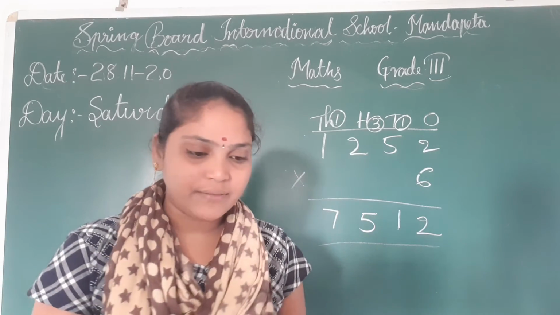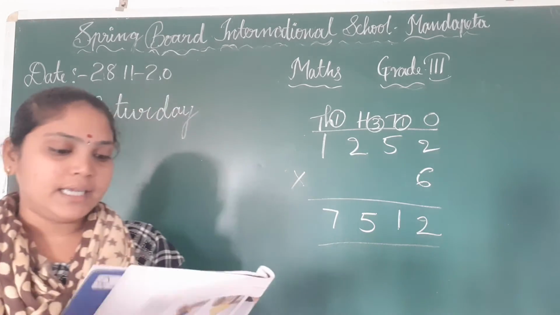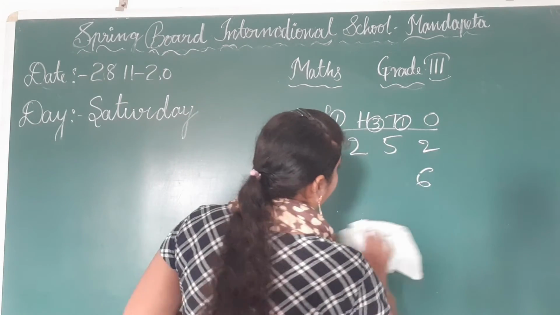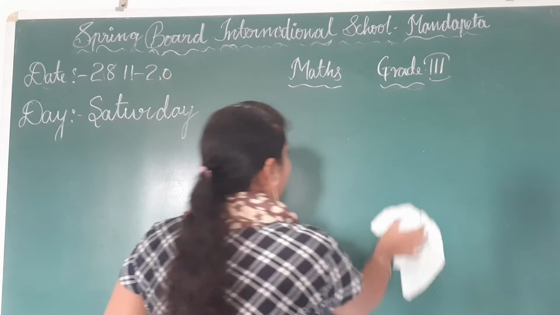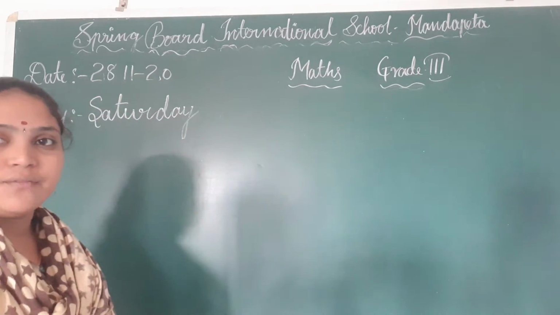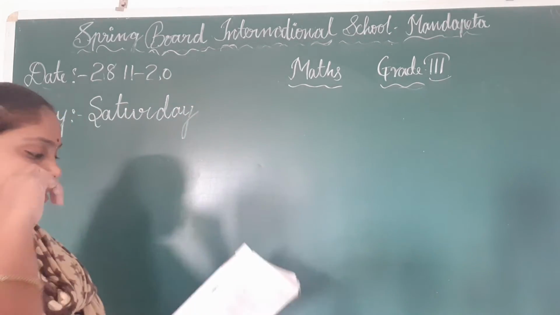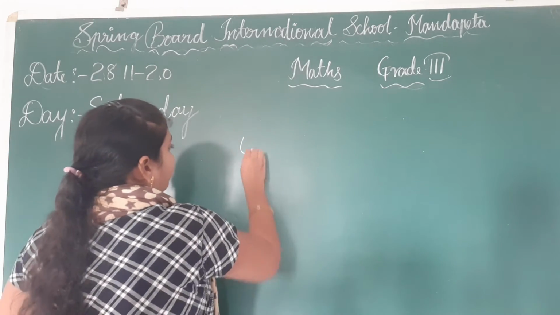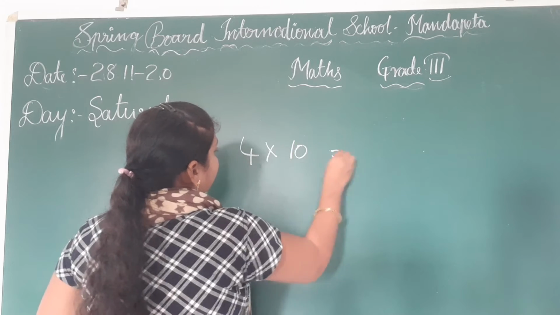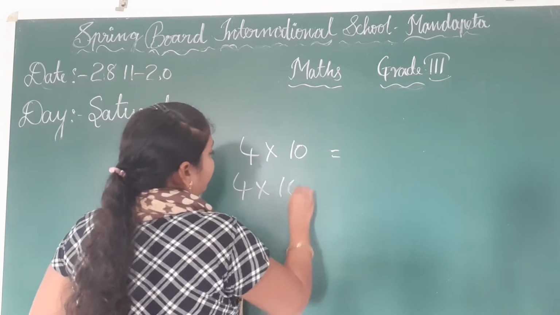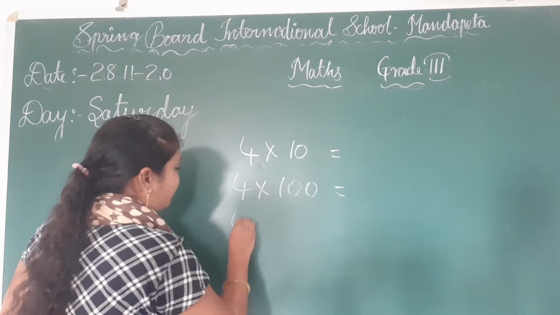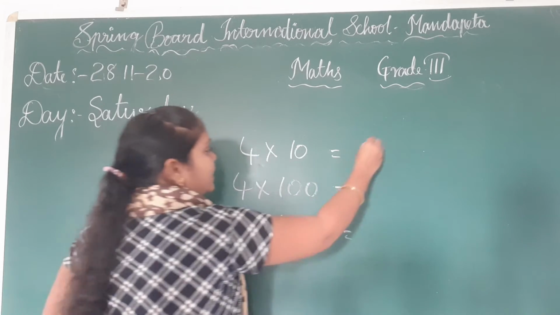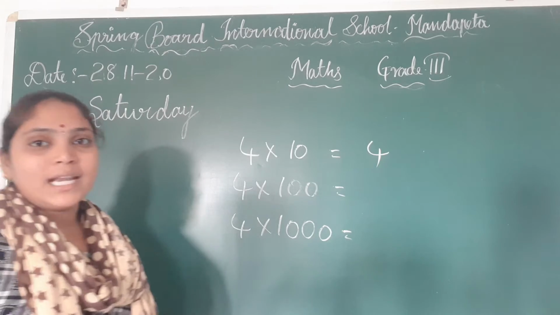Next, multiplication quick tips. Open page number 72. Quick tips. If you multiply a number with 10 or 100 or 1000, you have to multiply with 1. You have to write the same number and write the number of zeros. 4 into 10, 4 into 100 and 4 into 1000 are given here. Okay, you have to write the numbers and count the number of zeros.